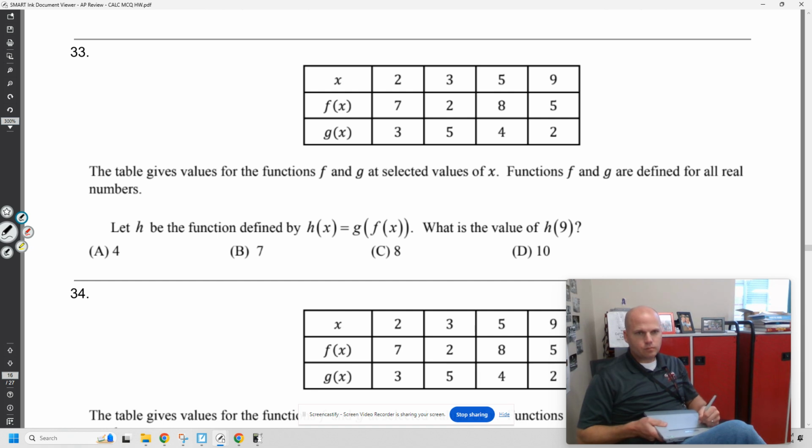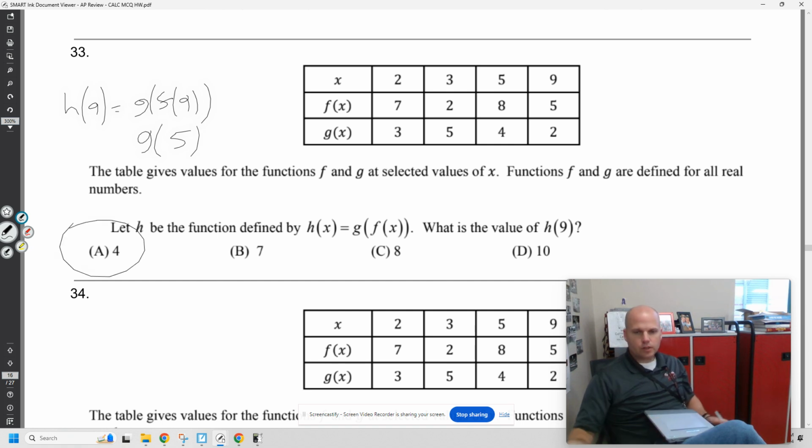These are fun. H of 9 is G of F of 9. F of 9 is 5. G of 5 is 4. Love these questions.